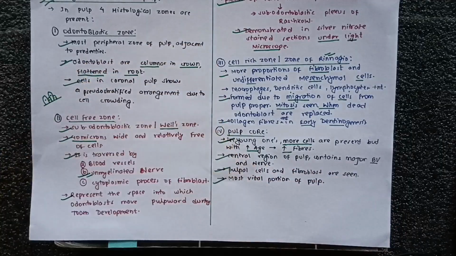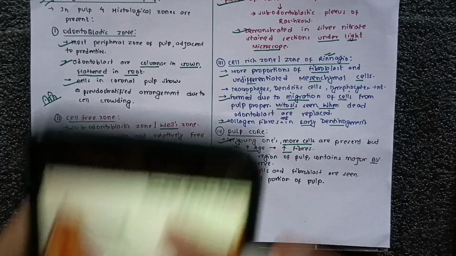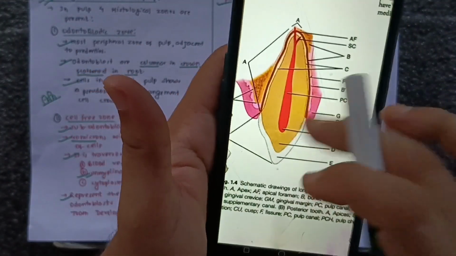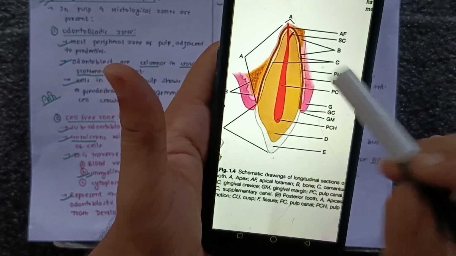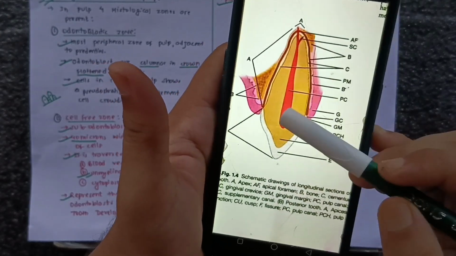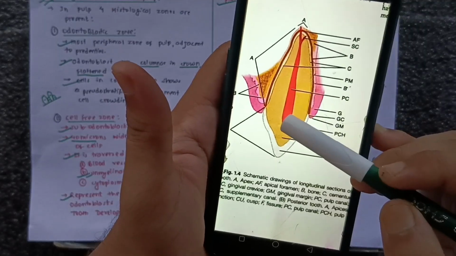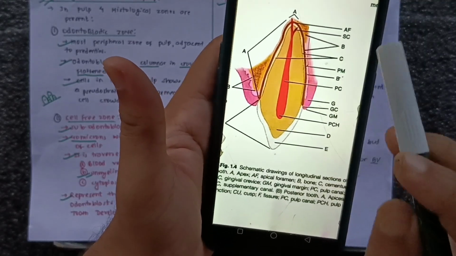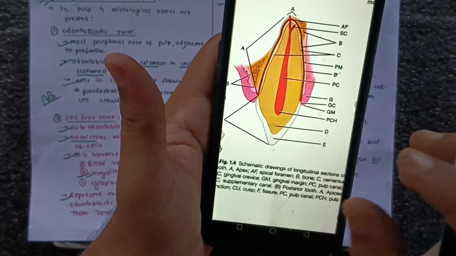Now I will show you a small picture so you will be more clear. So in this picture, I'll just discuss the proper anatomy. I have shown this picture in my dental anatomy video too, and you can see here, this red one is the pulp. Okay, so this is a proper pulp cavity. Pulp chamber is present here. And as I have told, pulp chamber is properly the pulp that is present in the crown.